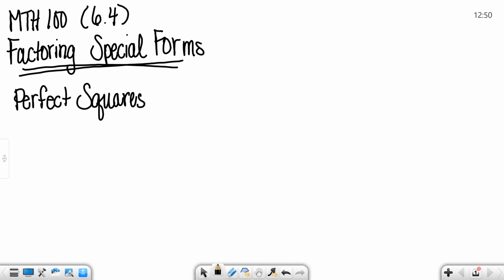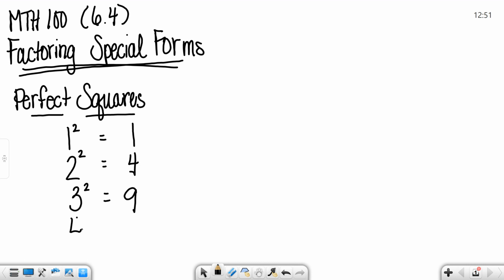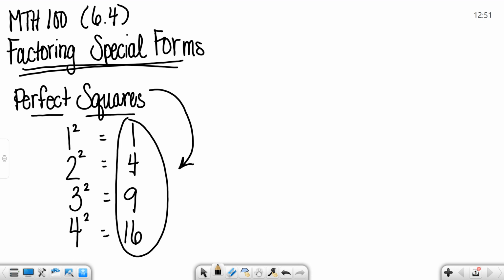So the first thing we need to review is what exactly is a perfect square. If I take 1 and I square it, I get 1. If I take 2 and I square it, I get 4. And so on, if I keep going. So these numbers over here are all perfect squares: 1, 4, 9, 16, and that list goes on and on. That's what perfect squares are.